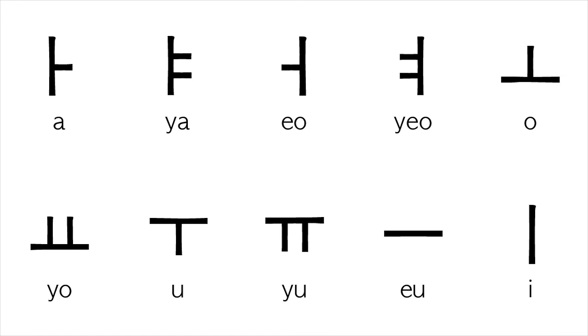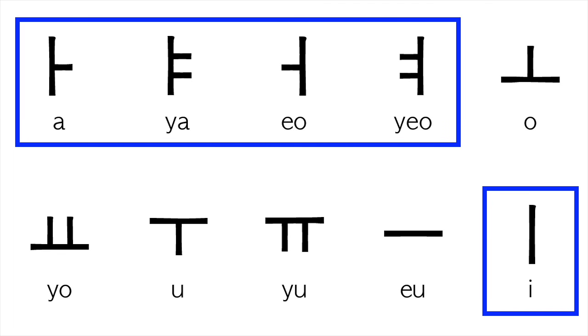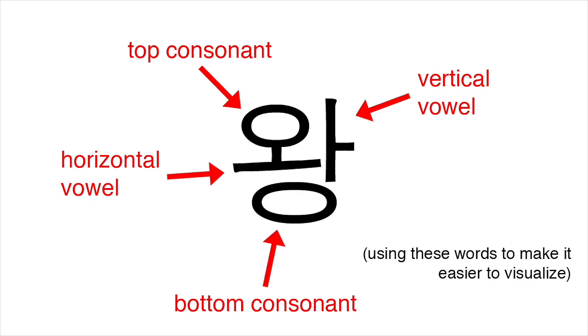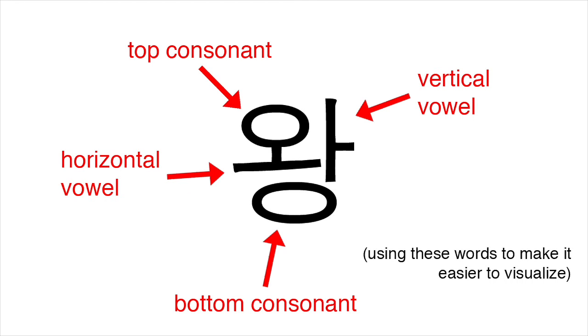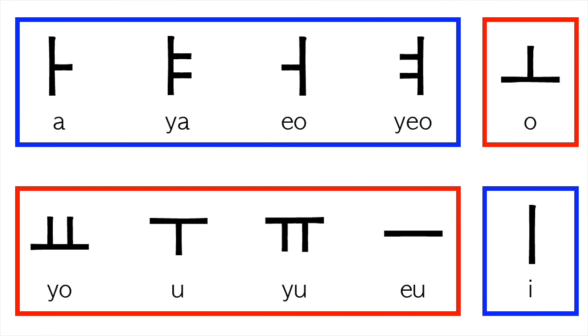As I mentioned in the beginning, there are horizontal vowels and vertical vowels. If the vowel has a long vertical part, then it's a vertical vowel, which goes on the right of the letter, and if it has a long horizontal part, then it's a horizontal vowel, which goes on the bottom. Essentially, there are 5 of each, making 10 vowels total, but we'll learn them right now.